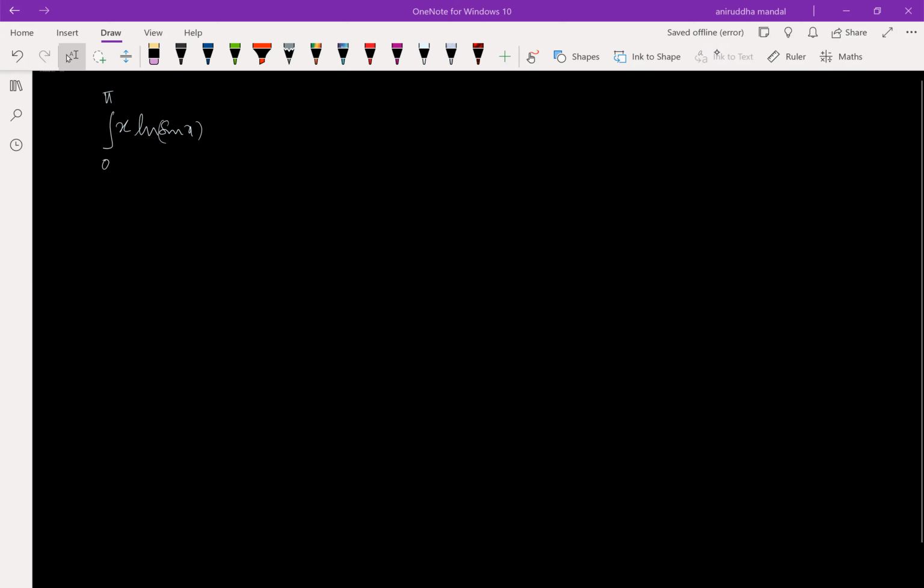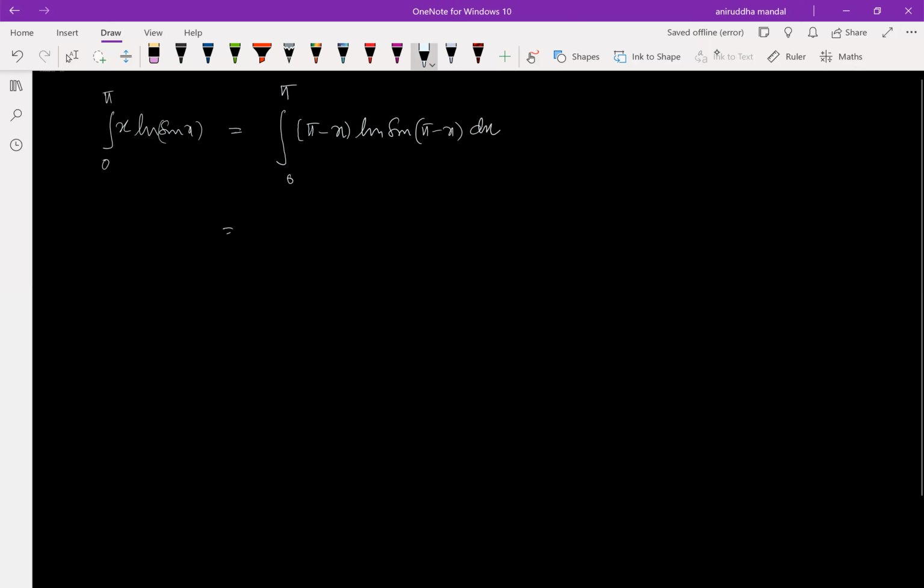So today we will do a problem based on definite integral. The problem says: integration from 0 to pi of x log of sine x. What we can do is apply the King's property. So we can write, from 0 to pi, pi minus x times ln sine of pi minus x dx.